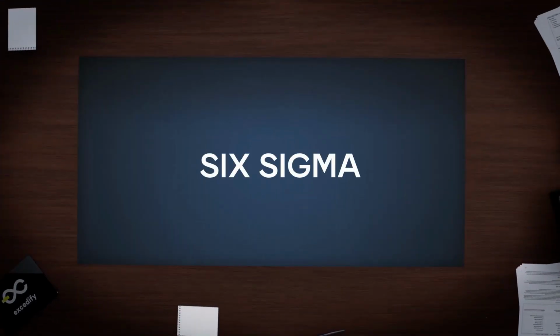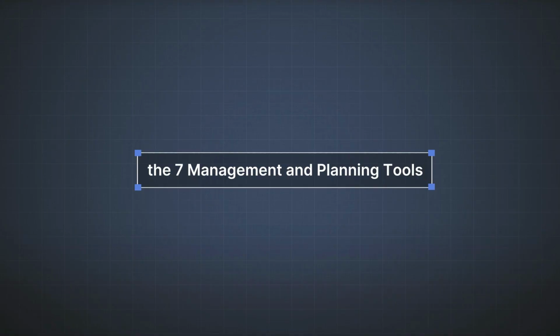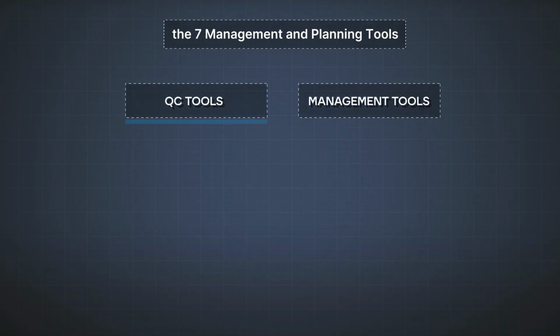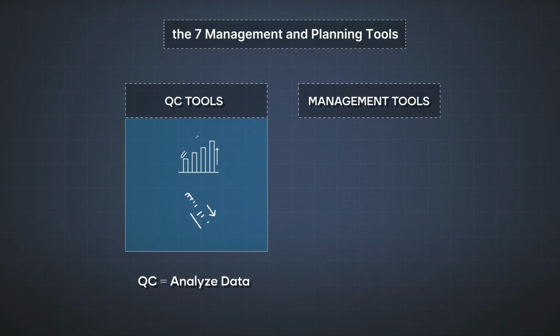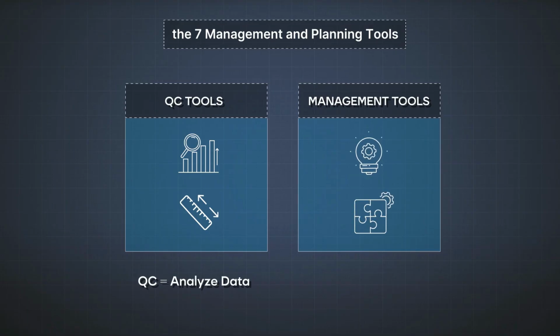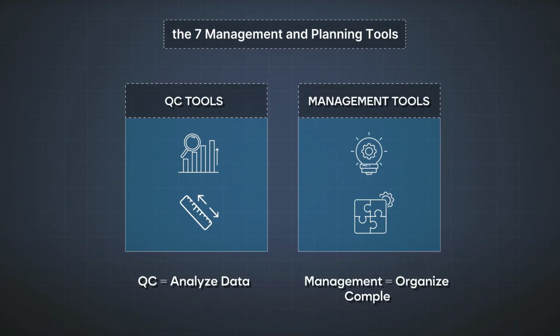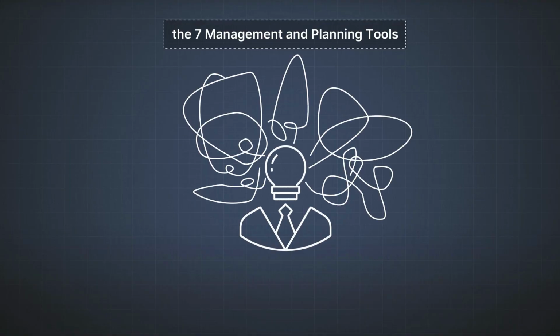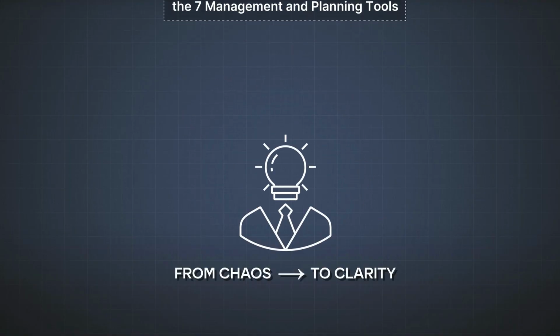Today, we're diving into a really powerful part of Six Sigma, the 7 management and planning tools. Now remember, these are different from the 7 QC tools. QC tools are about measuring and analyzing data. The management tools, they're more about structuring messy problems, planning projects, and making sense of complexity. Think of them as the tools that help us untangle the spaghetti in our heads and on our whiteboards.